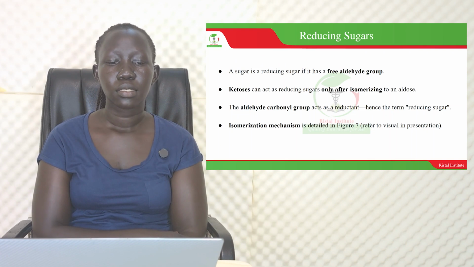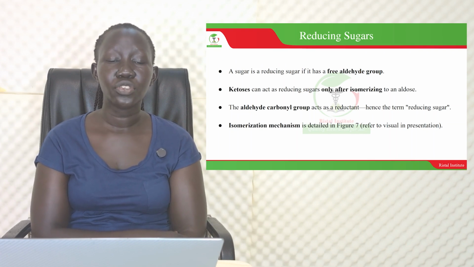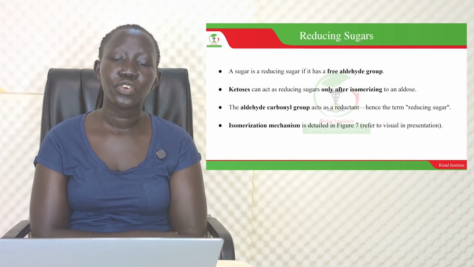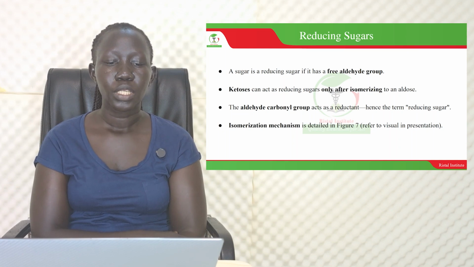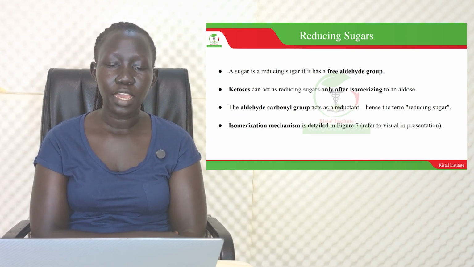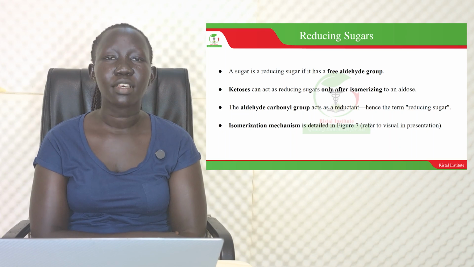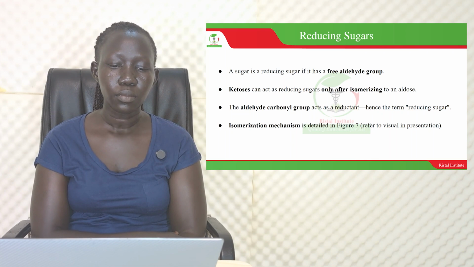Reducing sugars. A sugar can be called a reducing sugar if it has a free aldehyde group. Ketoses can act as reducing sugars only after isomerizing to an aldose. The aldehyde carbonyl group acts as a reductant, hence the term reducing sugar.